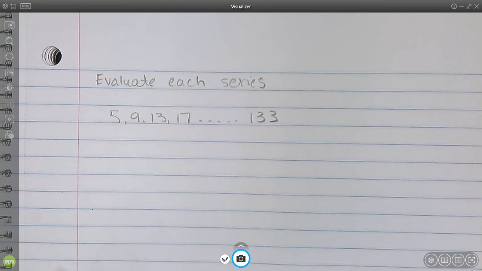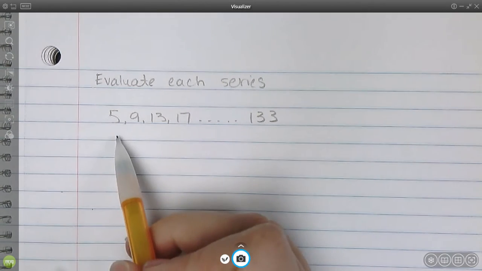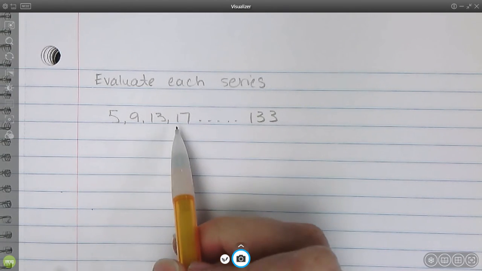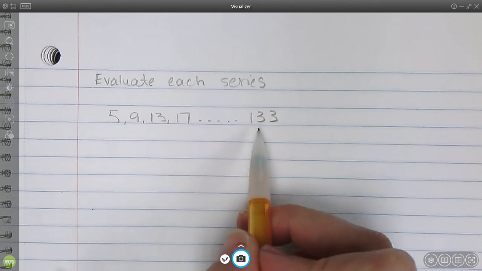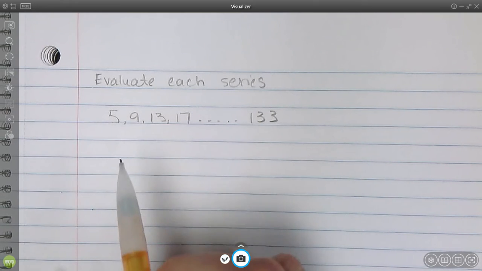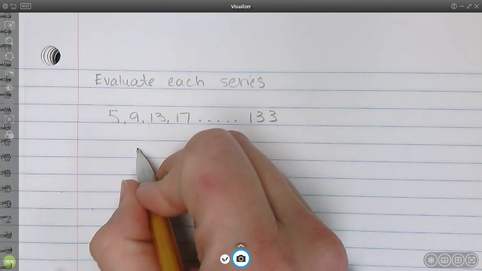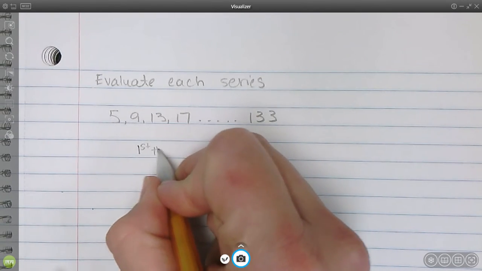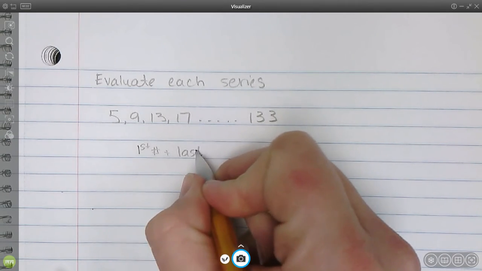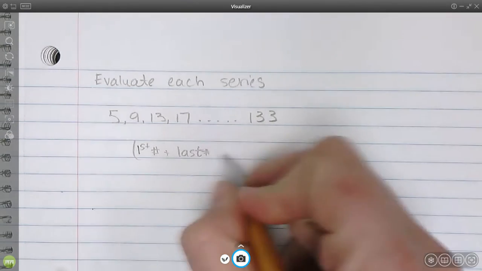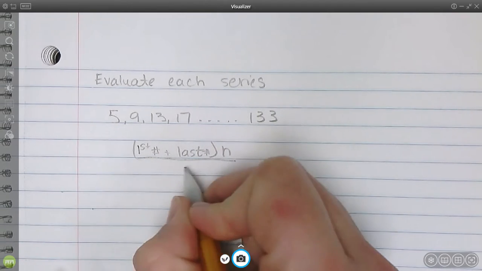So remember, a series just means it's a sequence and you're adding all of the numbers together. So here we have 5, 9, 13. So it looks like we're adding 4 every time, all the way up to 133. So we're adding, so that means it's arithmetic. So that means we're going to take our first number plus our last number times your number of numbers divided by 2.